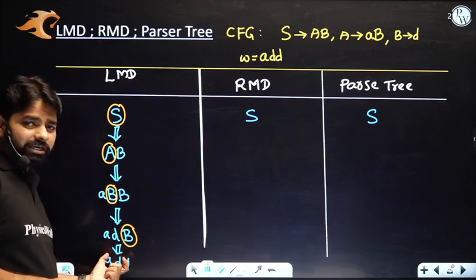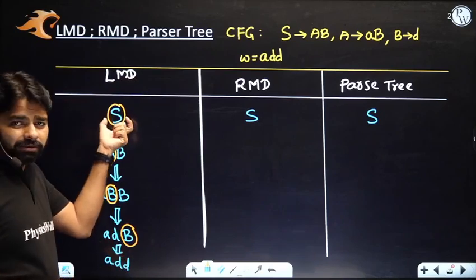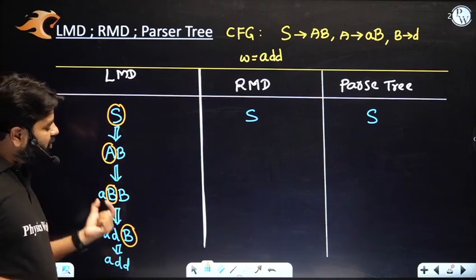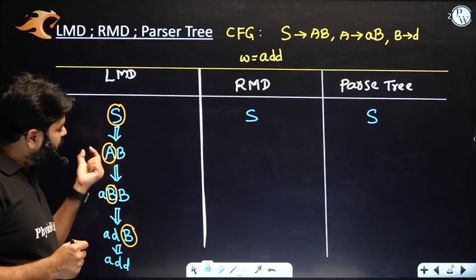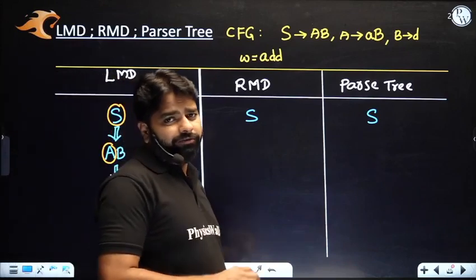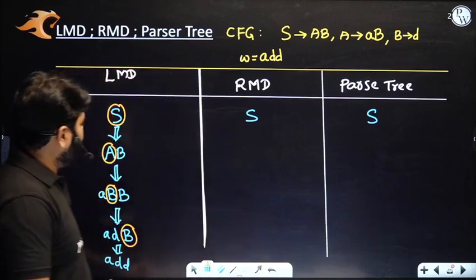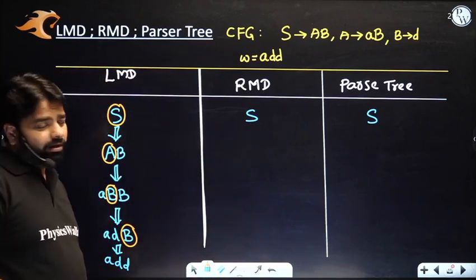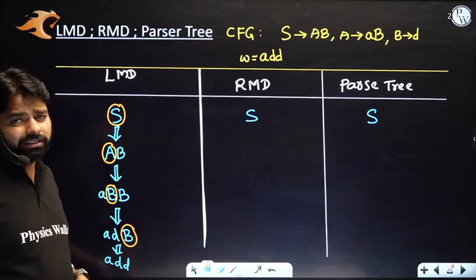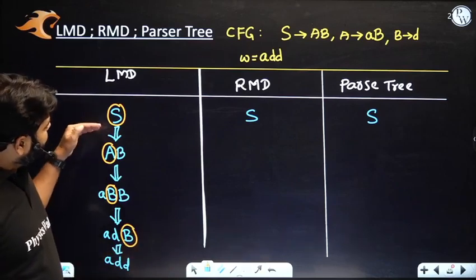If you want to derive a string, you need to start with the start symbol, and in the process of deriving a string, in every sentential form you will always substitute the leftmost non-terminal. So that's called leftmost derivation. If you understood it, tell me how many steps you have taken. Just look at the number of edges; that will be considered as steps here. Very simple technique. So let's start with the number of edges.